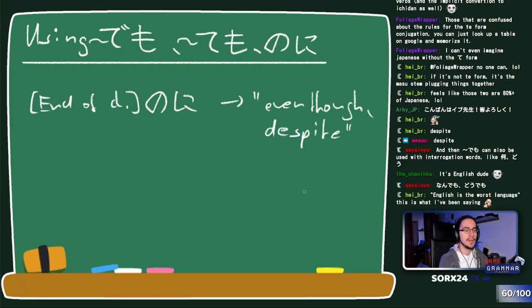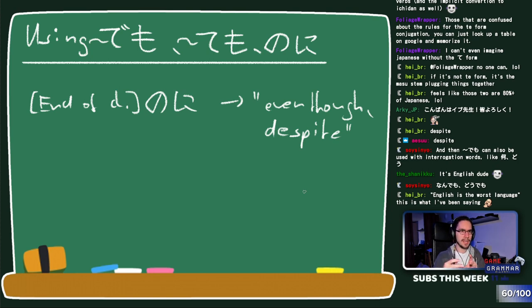nan demo, dou demo. Yeah, right. I should have mentioned that as well. So, that's true. Demo also very specifically can be used with interrogative words like nani or do or stuff like that. Yeah, or doko. So, nan demo, whatever. So think of it as the even if kind of usage.